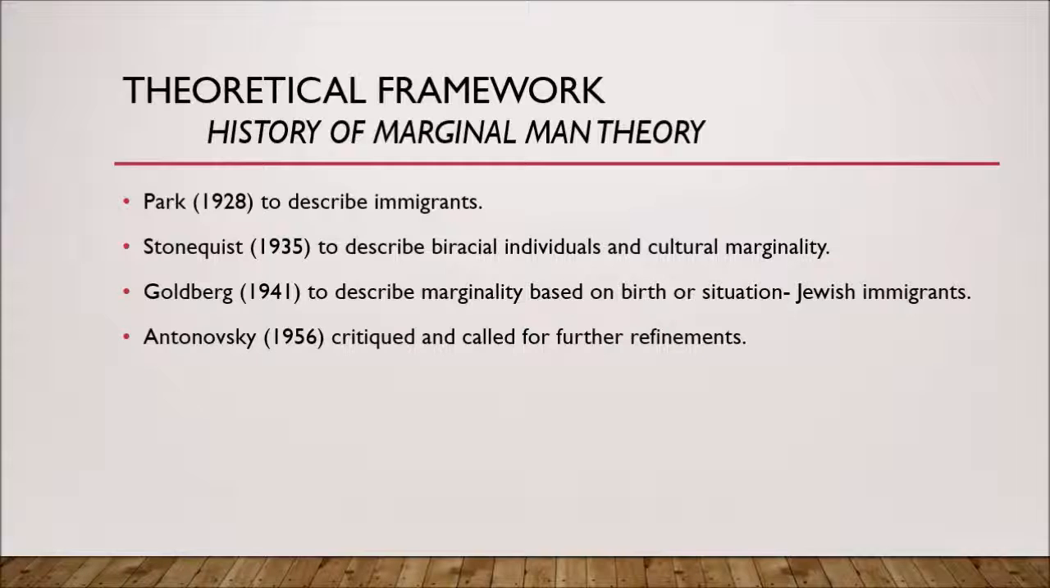Antonovsky took issue in 1958 with some of Goldberg's assertions that the people in the marginal man group have ongoing personal issues. He said Goldberg tended to base his characterizations on too many assumptions and not on enough empirical evidence, and he actually called for more research to test the theory.